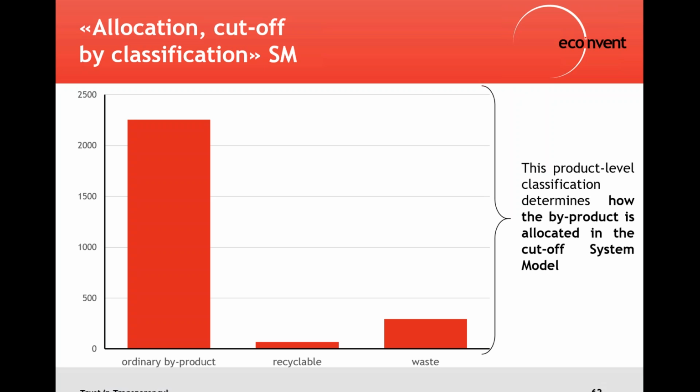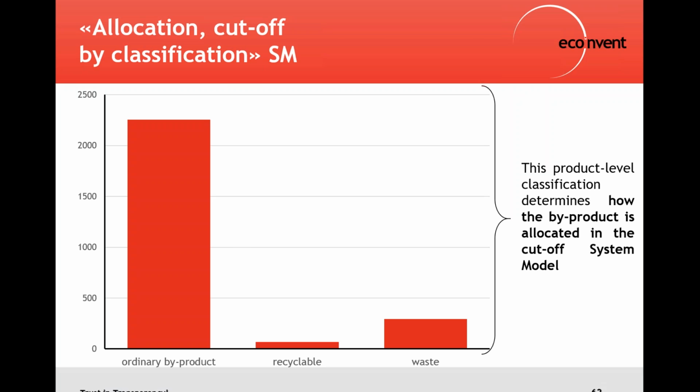This is a classification that can be checked if you search for a product in the database in the ecoQuery or in the different tools or supports that we provide in the database. You will see that associated to the product is its classification. This product level classification will determine how the byproduct will be allocated in the system model. Ordinary byproducts will be allocated differently than recyclable and waste products.